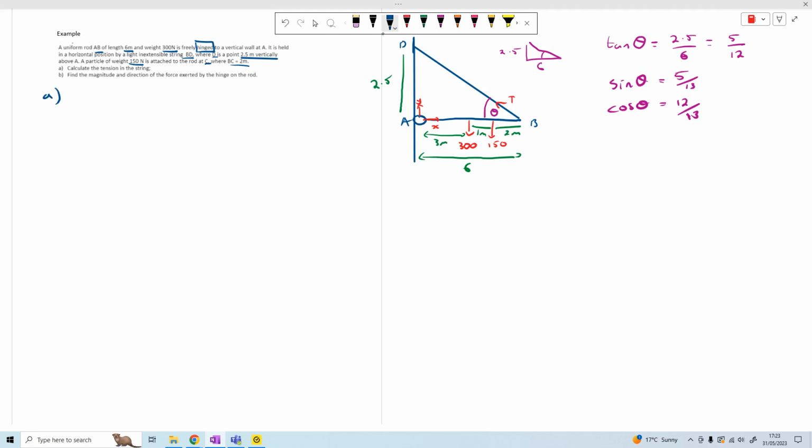Now I've got two things I want to do. First thing is to calculate the tension in the string, and the second thing is to find the magnitude and direction of the forces exerted on the hinge. So first thing I need to do is tension. Now let's think. I've got 3 things I can do here. I can resolve forces vertically, I can resolve forces horizontally, because everything's in equilibrium, and then I can take moments. So those are 3 things I can do. Now if I want tension, I don't want X and Y for part A. I want to try and get rid of these.